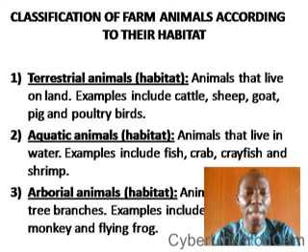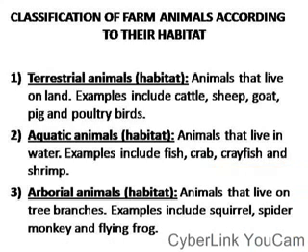Number 2. Aquatic animals or habitats. Animals that live on water. Examples include fish, crab, crayfish, and shrimp. Number 3. Arboreal animals, habitats. Animals that live on tree branches. Examples are squirrel, spider, monkey, and the flying frog.